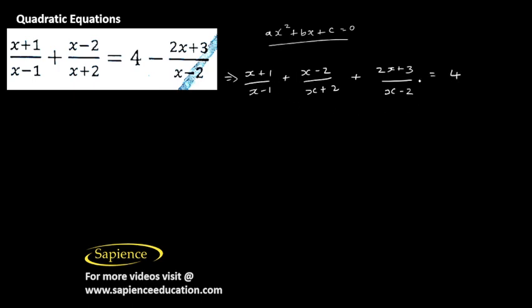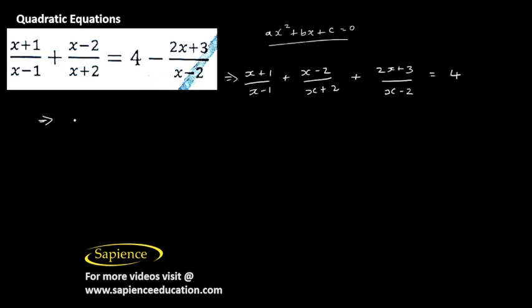Now there are 3 terms in the left hand side. In order for us to be able to add them, the denominators must be the same. So we need to multiply the LCM of all the denominators: x minus 1 into x minus 2 into x plus 2.